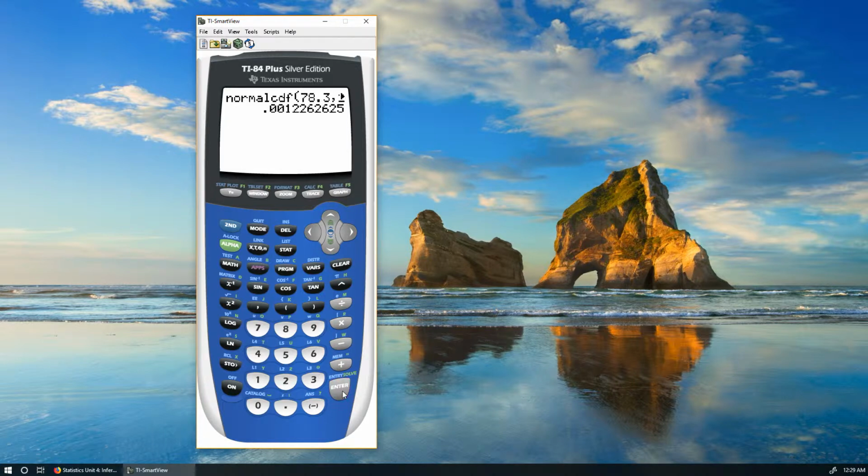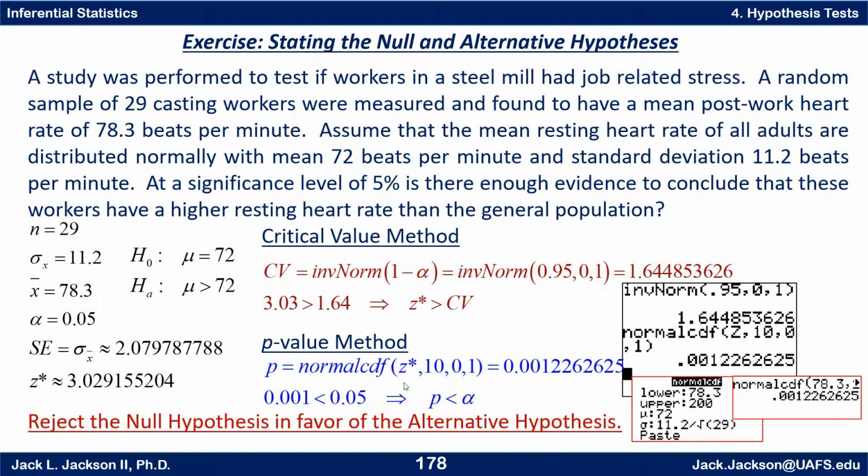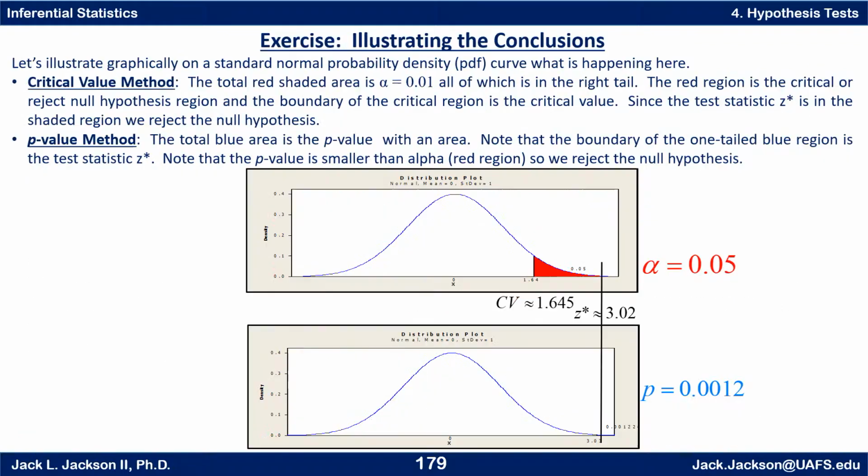And voila, that is the p-value that we're looking for. So this method is put in this part down here with the red borders. That's probably the way I would do it. That's an easier way to do that. So let's illustrate that now, both the critical value approach and the p-value approach on a graph.